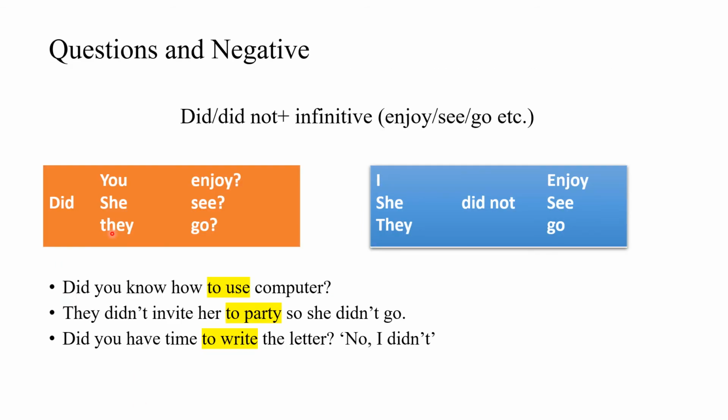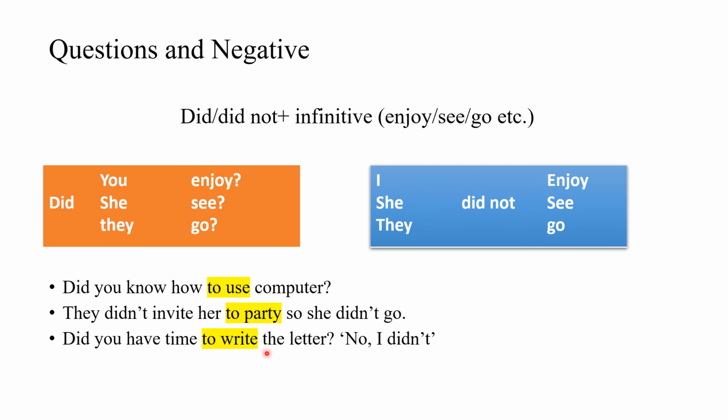The structure of an interrogative or negative past simple tense includes did or did not, plus an infinitive. An infinitive is usually formed from a verb, but it doesn't act like a verb, like enjoy, see, go, etc., and is usually preceded by to. Examples of questions and negatives with their structures are: Did you enjoy? Did she see? Did they go? Or I didn't enjoy, she didn't see, or they didn't go.